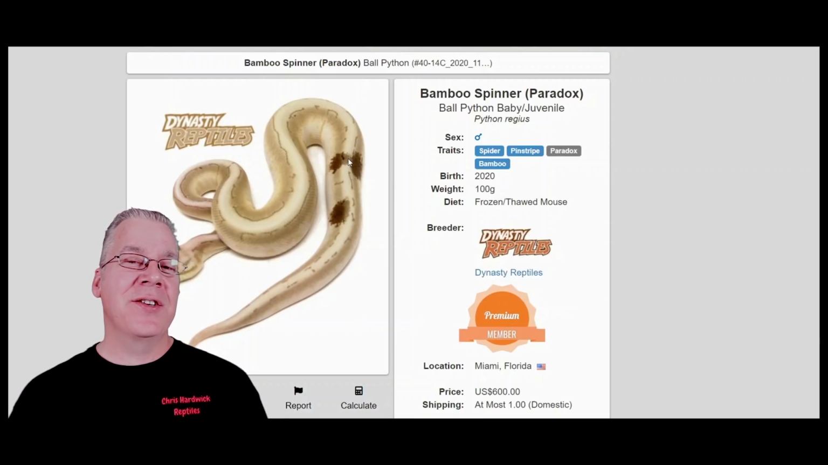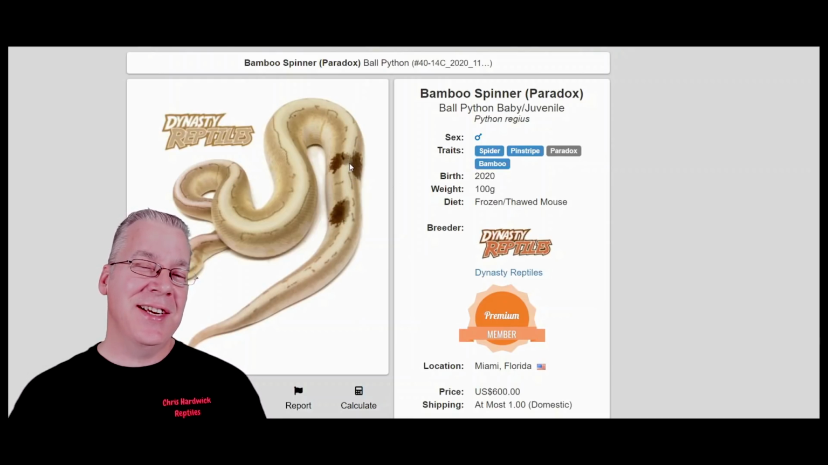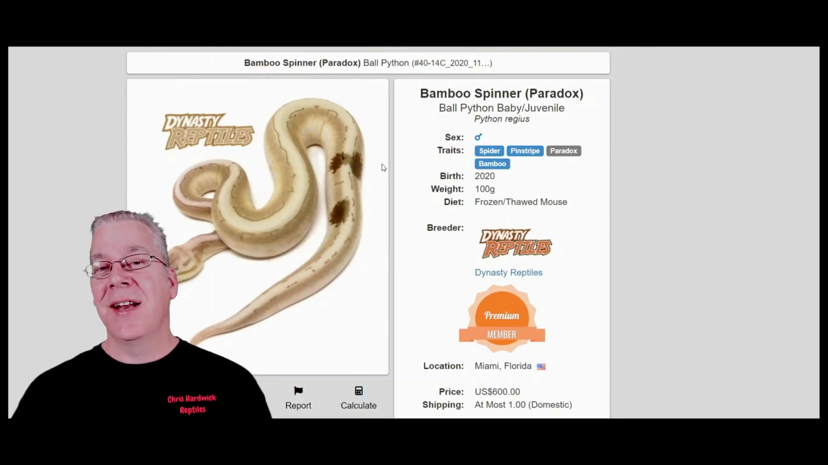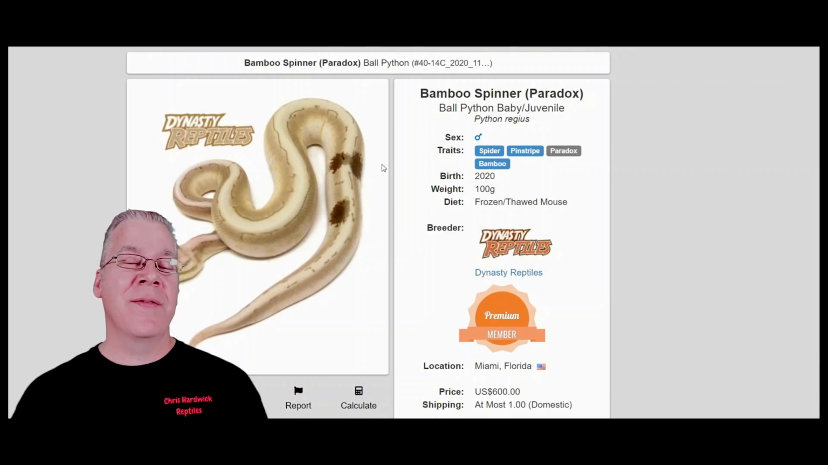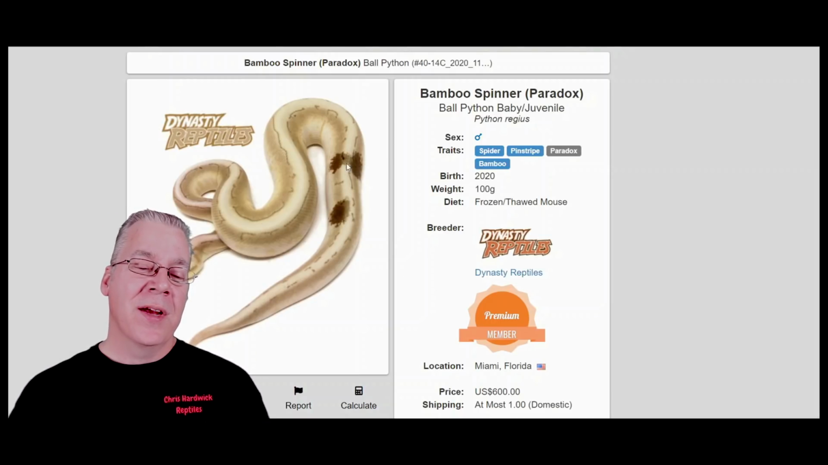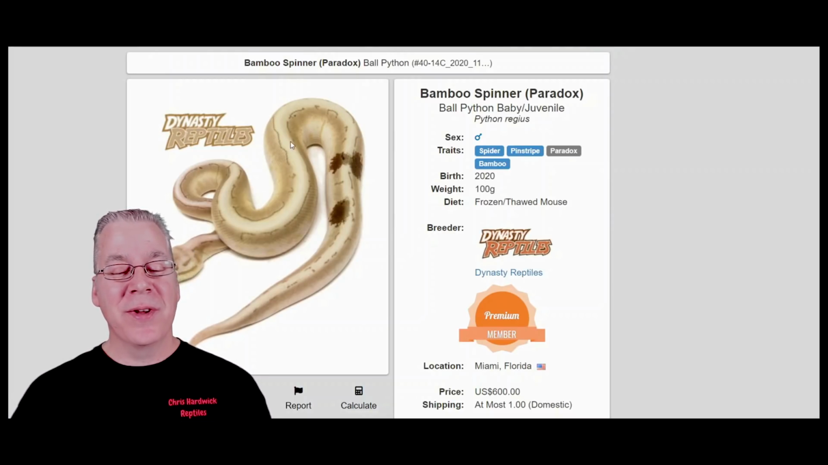As a matter of fact, if you actually look at certain genes, potentially you could get a genetic paradox. And the only one that I really know of for sure is like the super cinnamon or the super black pastel. In a lot of those combinations, it seems like you have a really high probability of getting a paradox. It seems like almost all the super cinnamons have some kind of a paradox going on somewhere in the snake, which is kind of crazy. But for the most part, you really can't reproduce it.